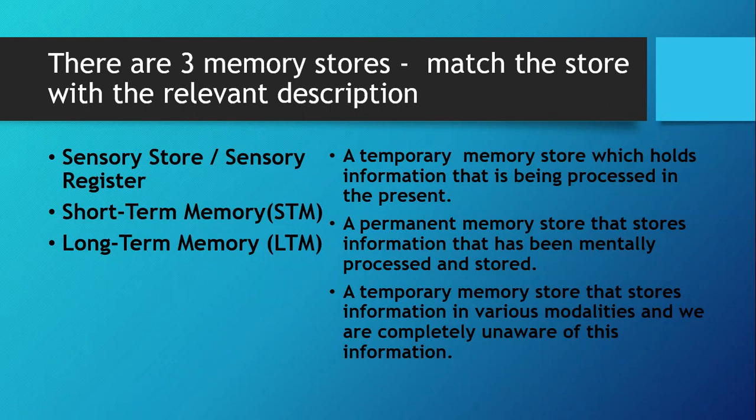And the short-term memory is a temporary memory store which holds information that is being processed in the present. So information that we pay attention to will then move from the sensory register into the short-term memory. And the short-term memory is the memory store that deals with the here and the now, the present. So it's allowing us to process information that we've paid attention to in the here and the now.